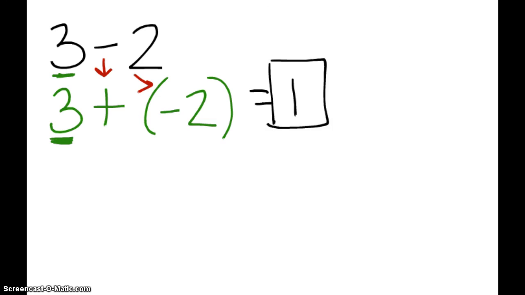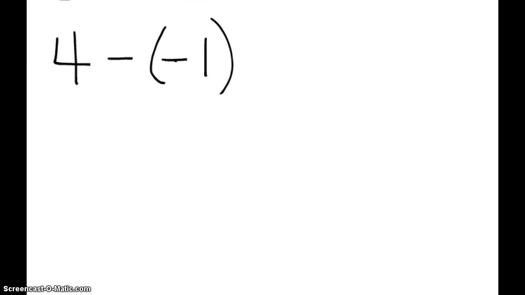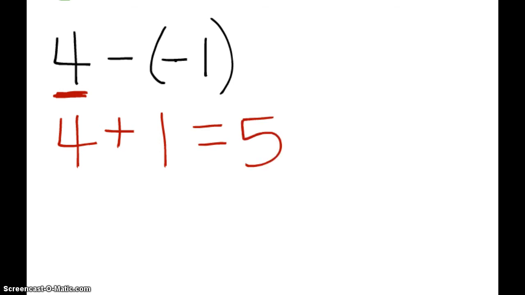All right, let's look at another one. Let's do 4 minus negative 1. Okay, what are we going to do? We are going to add the opposite. Notice, I am not going to change this number. So I'm going to take my 4 and I'm going to add the opposite of negative 1, which is a positive 1. And we know that 4 and 1 is 5. We added the opposite of negative 1.